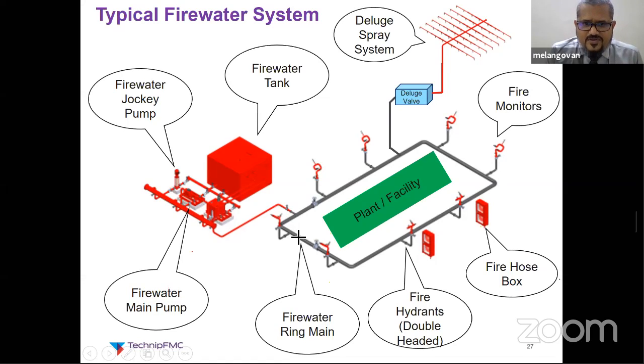This entire system is pressurized with the jockey pump running. There will be a set point. Below the set point, it will automatically start the fire water pump. If the jockey pump is not sufficient to maintain the pressure, the fire water pump will automatically start and supply the fire water. Okay, so in this system, we have these monitors and hydrants, which again need to be activated manually. The person needs to go and connect the hose to the hydrant, then direct the water hose onto the fire.